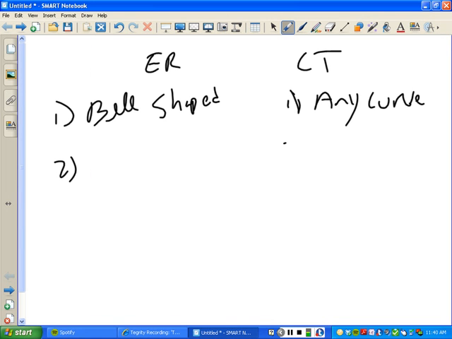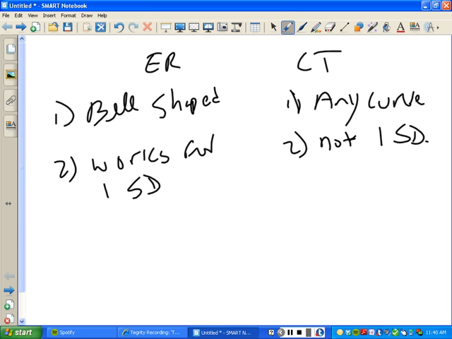Number two, the empirical rule works for one standard deviation, yes? If you remember that, we know the percentages. We have a percentage defined at one standard deviation. Chebyshev's theorem doesn't work for one standard deviation. Okay. Now, what else do we know?